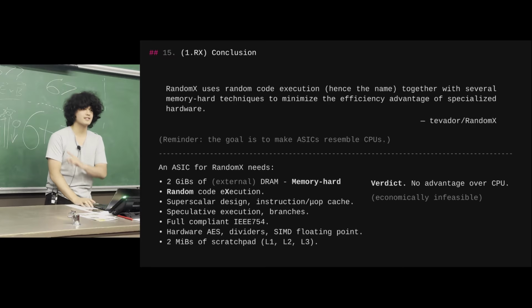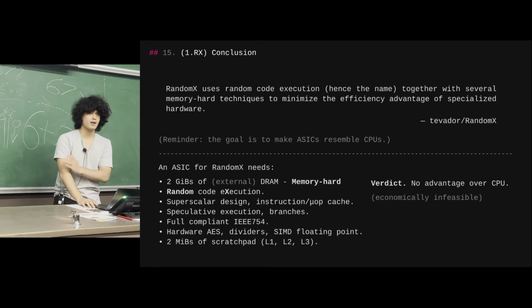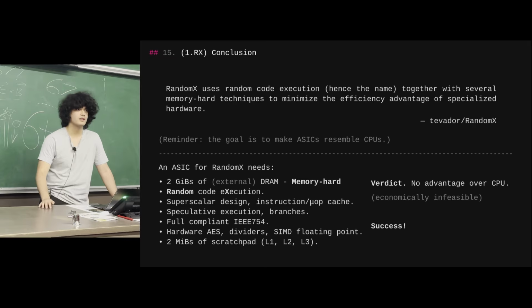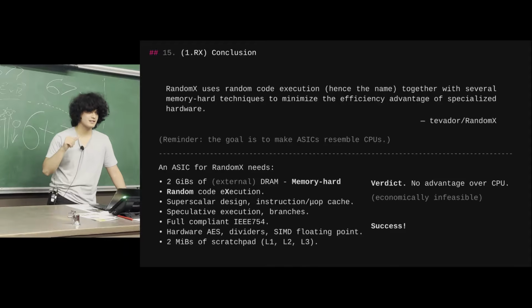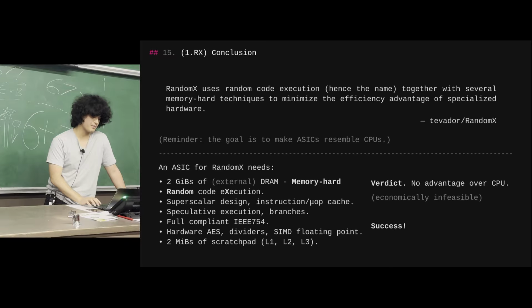What does this look like? This is a CPU. So the verdict: there is no advantage over a CPU. It's economically infeasible. It's just straight up irrational to make your own. So this is success. RandomX is probably the most successful anti-ASIC hash function ever. It's very over-engineered, you might think, but it actually has the right amount of engineering, in my opinion.